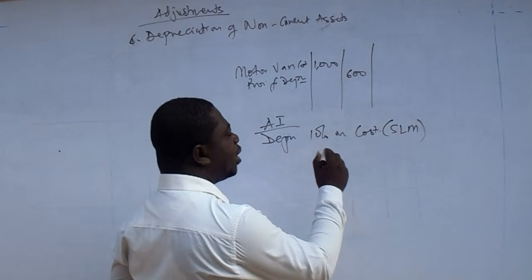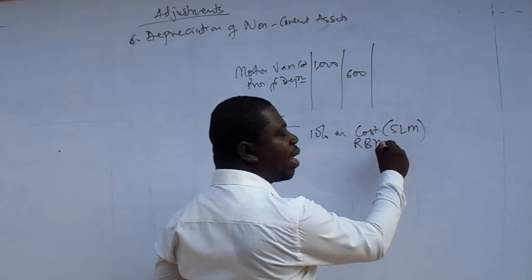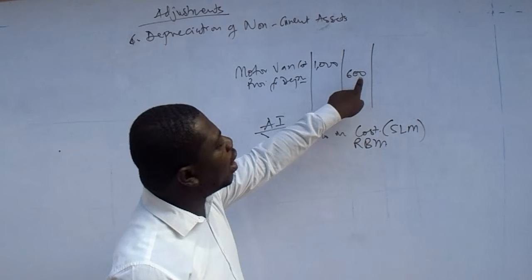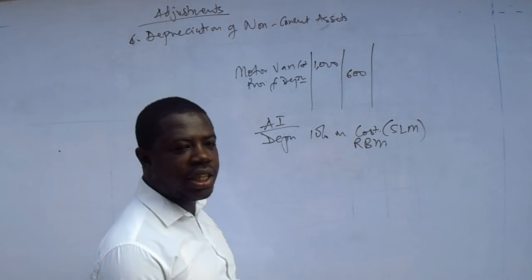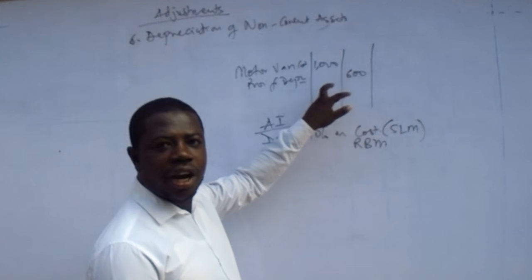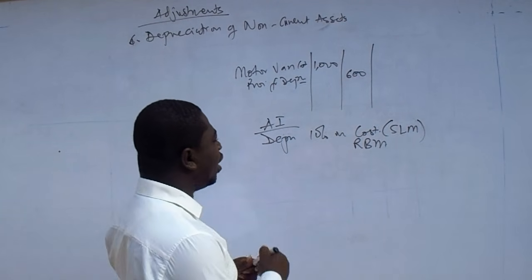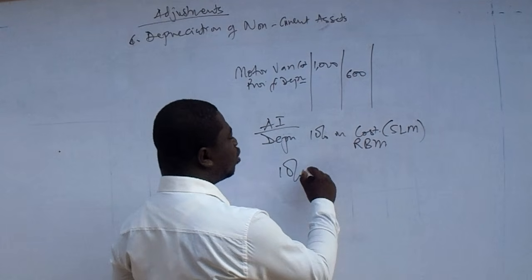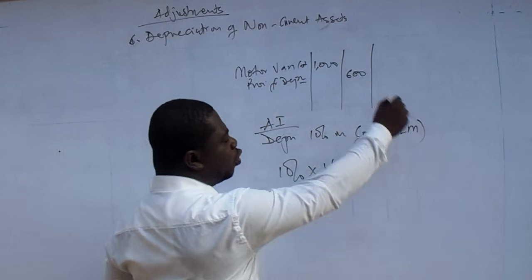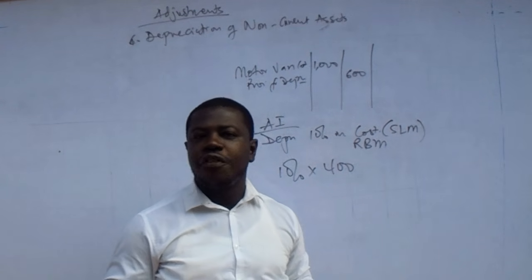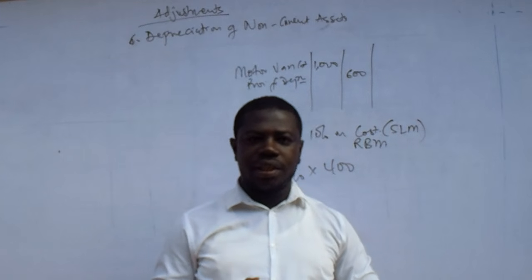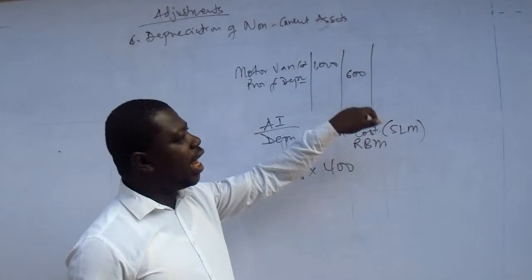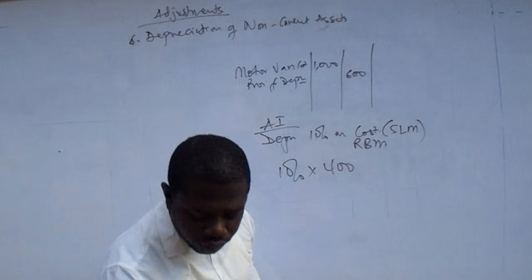Now, if it says 10% reducing balance method, it means that we have to subtract the accumulated depreciation from the 1,000, and then we are going to get a difference of 400. This 400 is what we are going to calculate the depreciation on. So it's going to be 10% on 400, which is the difference between the two. This is how we calculate for the reducing balance method. Let us take note that if it is the straight line method, we calculate on cost, and if it is the reducing balance, we calculate on the net book value.